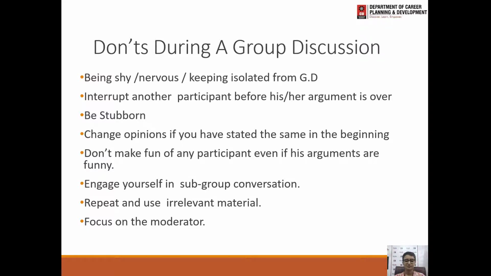Don't make fun of any participant. If any opinion shared by a member is one you don't like or find very funny, hold your emotions. Don't show that. Be very professional, because these kinds of instances in the group discussion give a message to the moderator about how professional and how responsible you are.